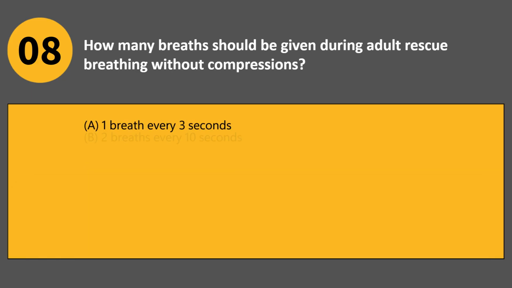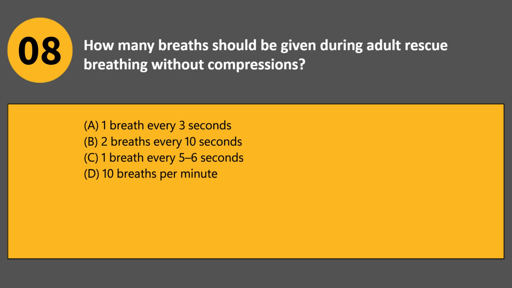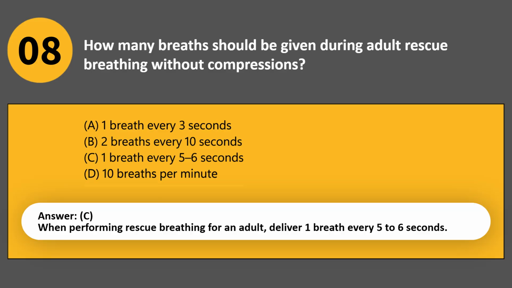How many breaths should be given during adult rescue breathing without compressions? A. 1 breath every 3 seconds. B. 2 breaths every 10 seconds. C. 1 breath every 5 to 6 seconds. D. 10 breaths per minute. Answer C. When performing rescue breathing for an adult, deliver 1 breath every 5 to 6 seconds.